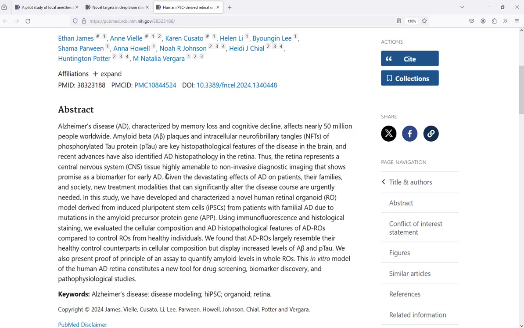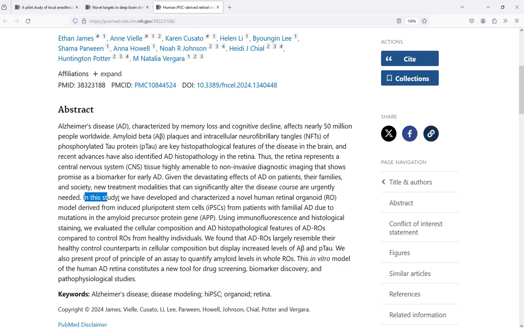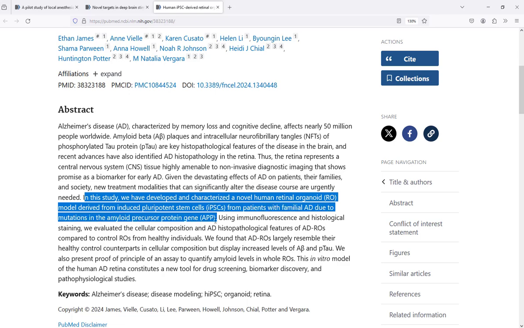This is step 2. What's the problem? Given the devastating effect of AD, new treatment modalities that can significantly alter disease course are urgently needed. This is an unmet need. Step 3. In this study, we've developed X, Y, and Z.